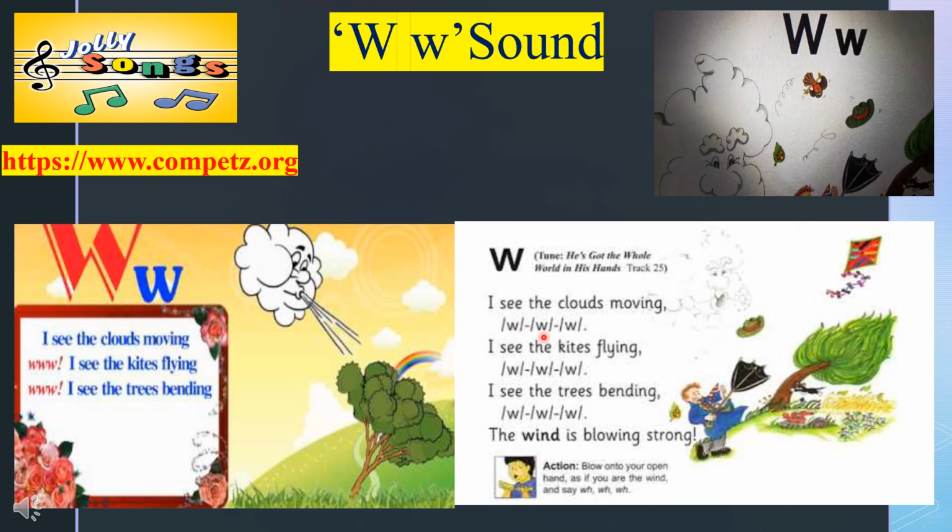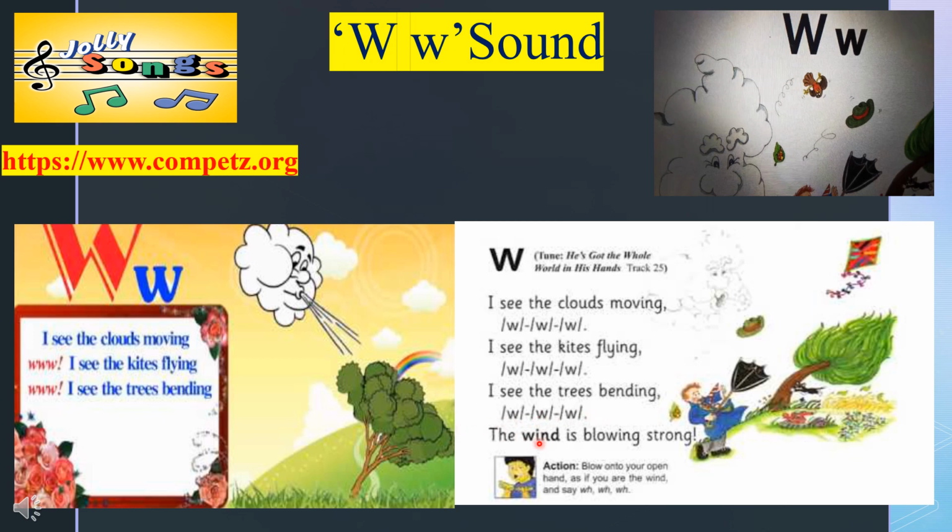Then who is there? Yes, the man is there. Then what is this? The kite is there. This is one kite, but like this, many kites should be there, so kites. The trees are bending, the kite is flying. See, the man is there with the umbrella. The wind is blowing very strong, isn't it? That's the reason everything is not in its place. Kites are flying, trees are bending, clouds are moving, wind is blowing very strong.